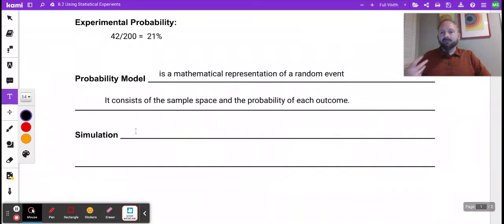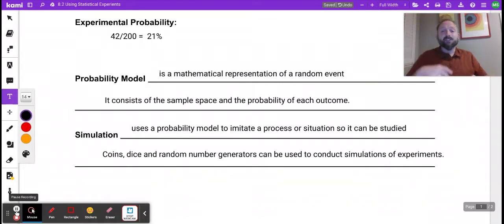So now a simulation will be the following. A simulation uses a probability model to imitate a process or a situation so it can be studied. So we can use coins, dice, and random number generators to conduct these simulations of experiments if we can't use the experiment itself. All right, guys, let's go on.